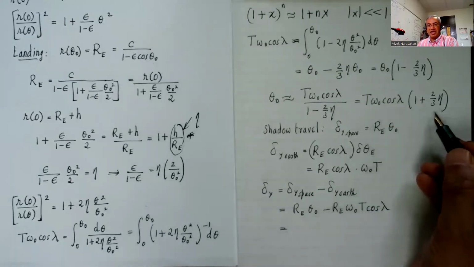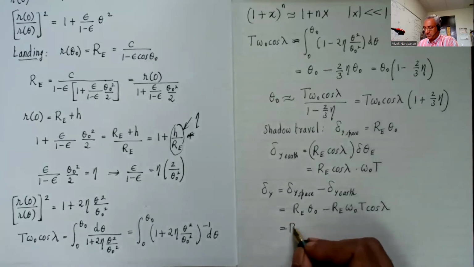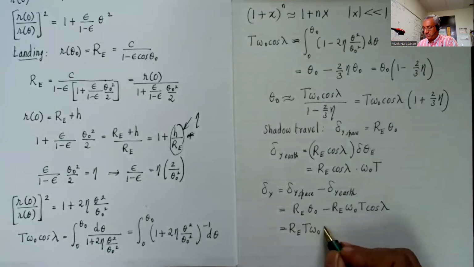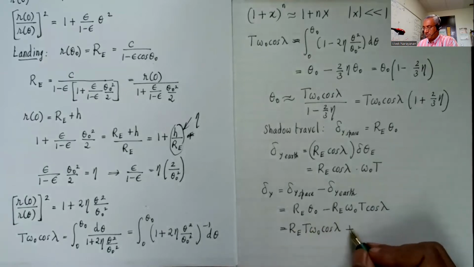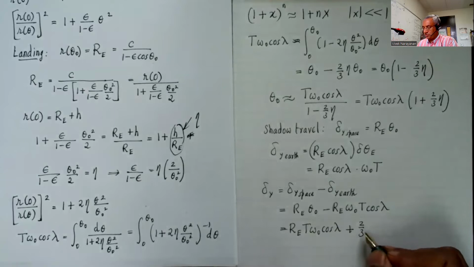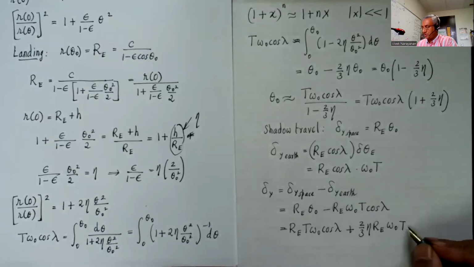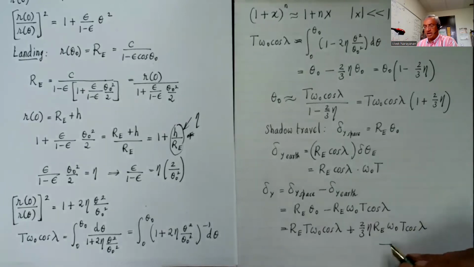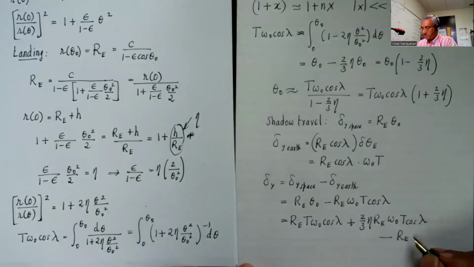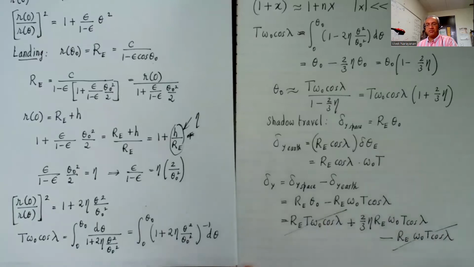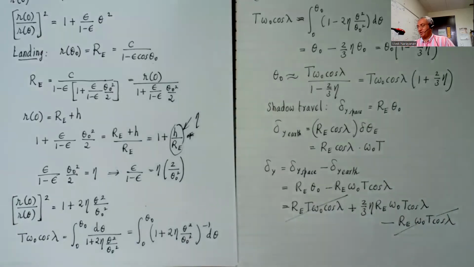Meanwhile, theta naught is all of that. So let's put that in. So that re t omega naught cosine lambda plus 2/3 eta re omega naught t cosine lambda minus re omega naught t cosine lambda. Beautiful, almost miraculous that you have this cancellation.